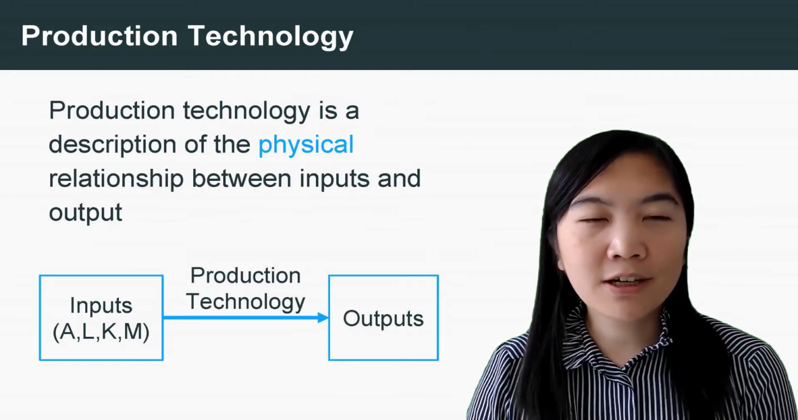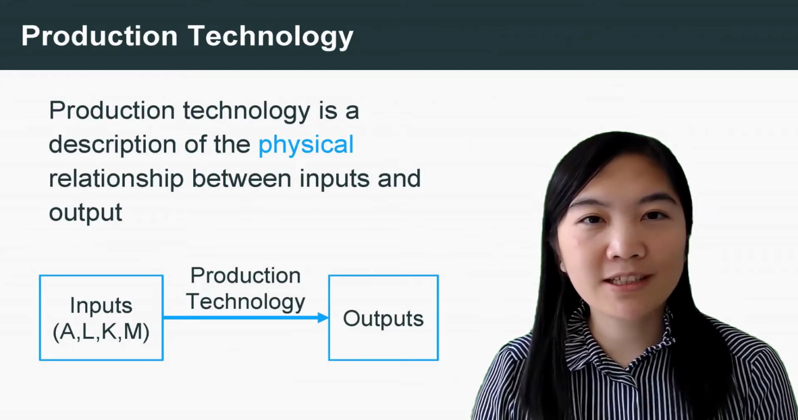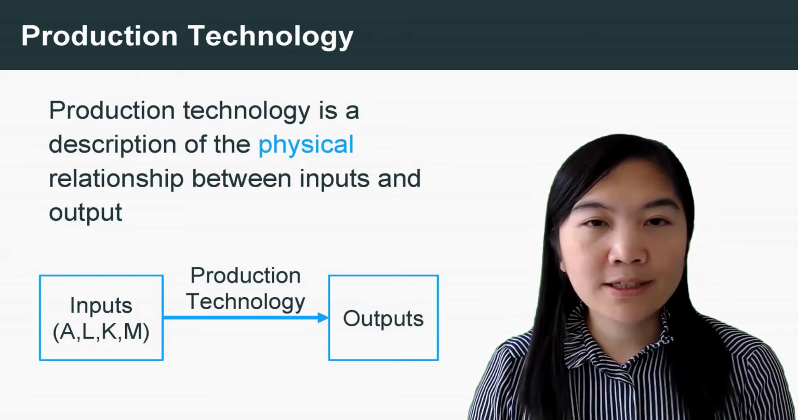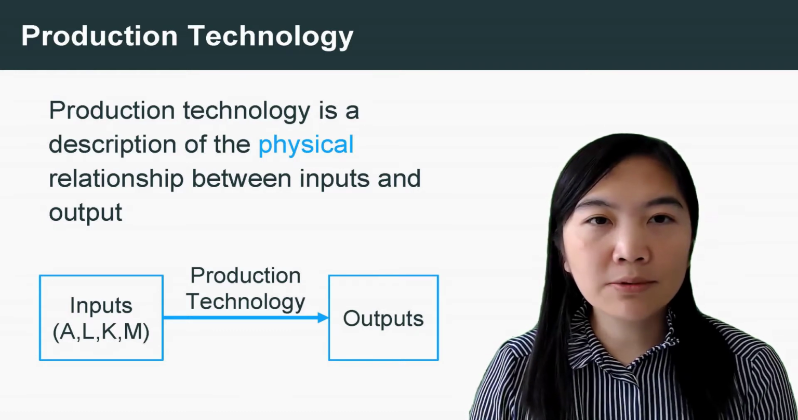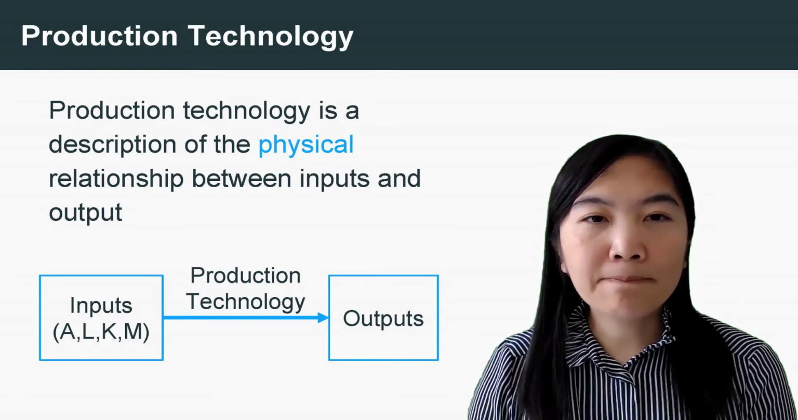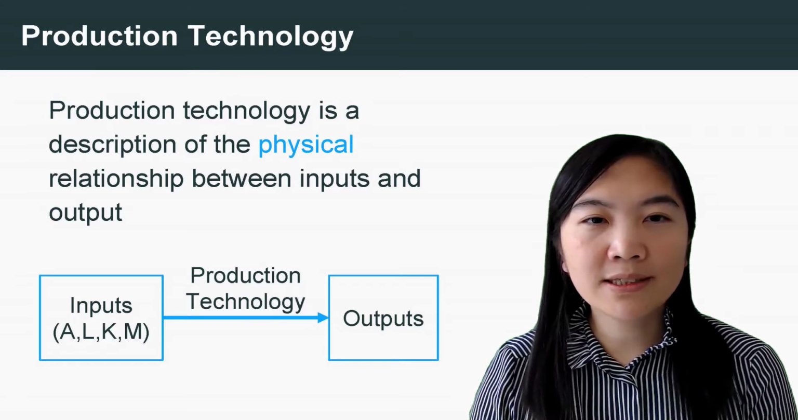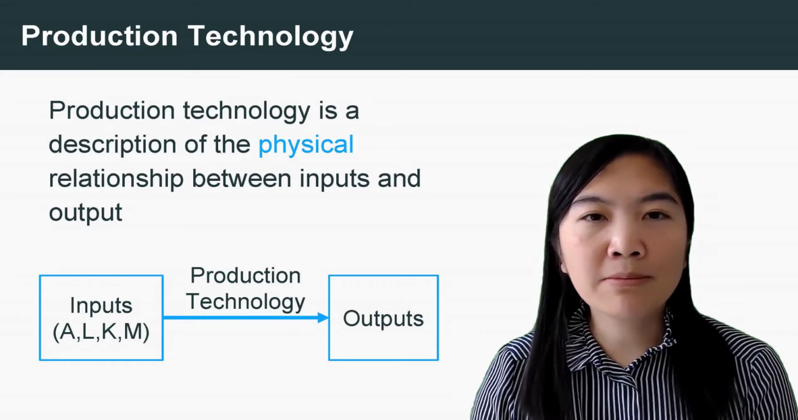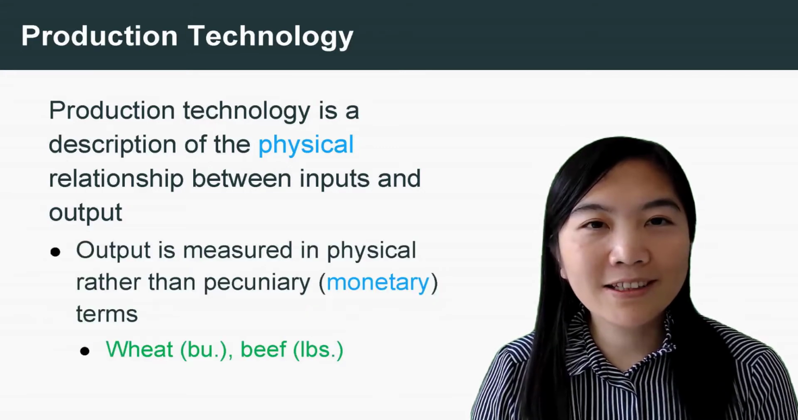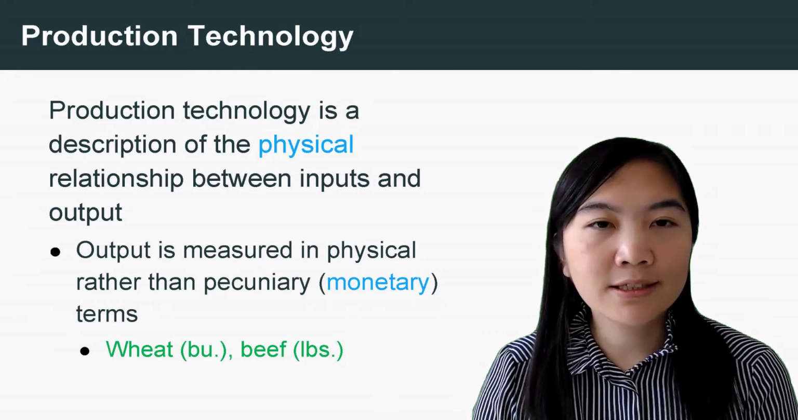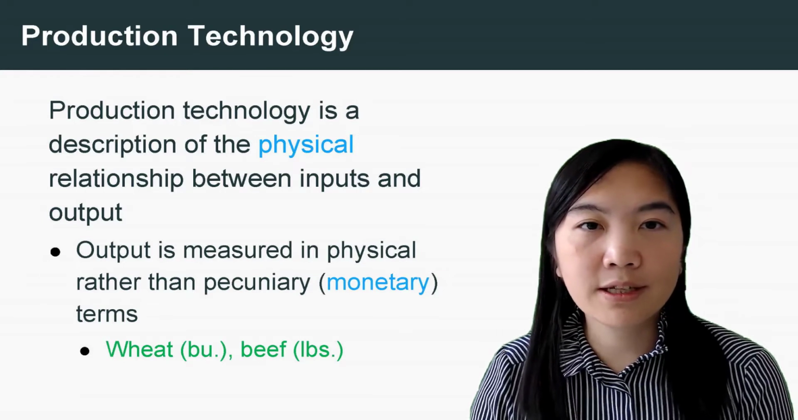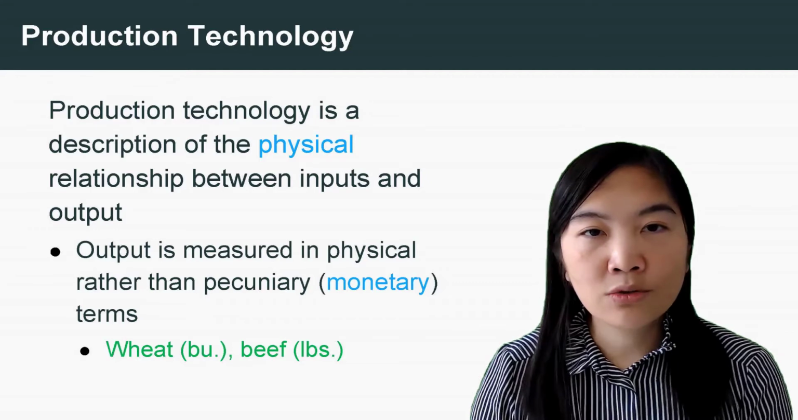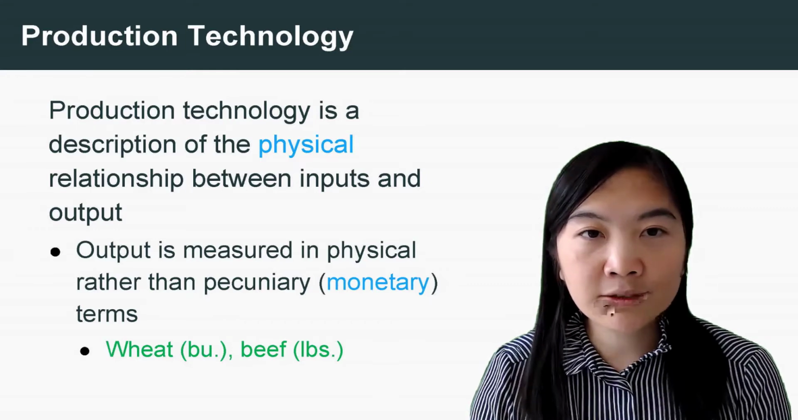The last component of the production process is production technology. Production technology is a description of the physical relationship between inputs on the left and outputs on the right. And you can see here for inputs, I put the letters A, L, K, M there. So I do hope that you can remember what those are. I highlighted here that production technology is a description of the physical relationship, which means that the outputs are measured in physical rather than pecuniary or monetary terms.